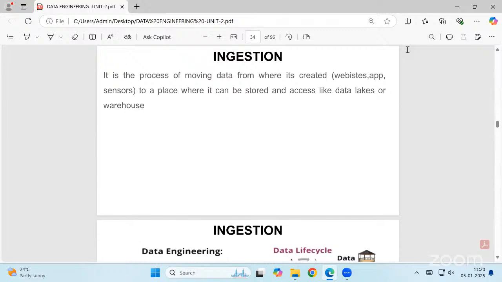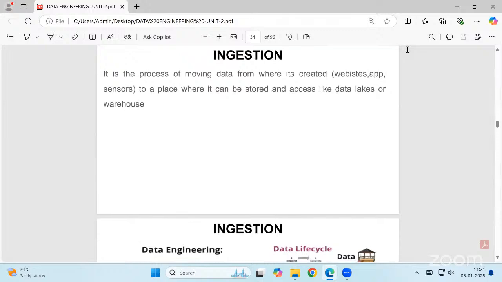Now, ingestion. It is similar to the data lifecycle. We have that concept called processing. Collection, we call it ingestion. It is the process of moving data from where it is created, from different sources like websites, applications, sensors, to a place where it can be stored and accessed, like data lakes and warehouses. This entire process we call ingestion.